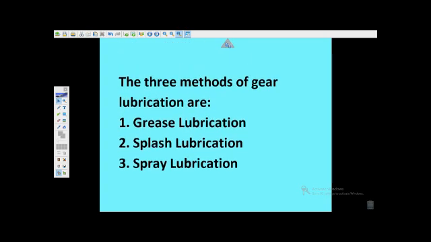The 3 methods of gear lubrication are: 1. Grease lubrication, 2. Splash lubrication, 3. Spray lubrication. We will look at them one by one.